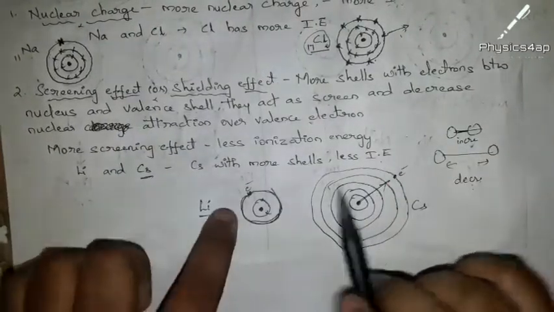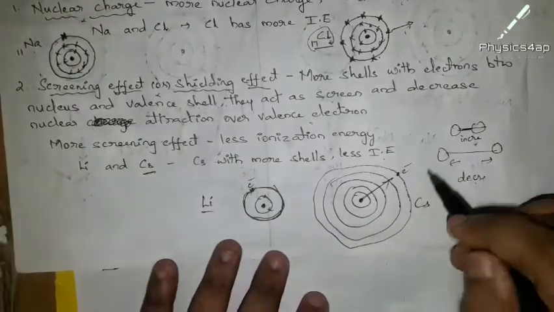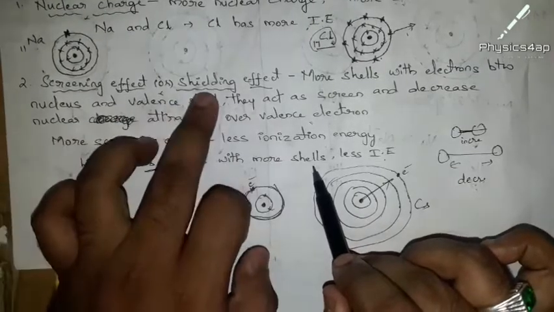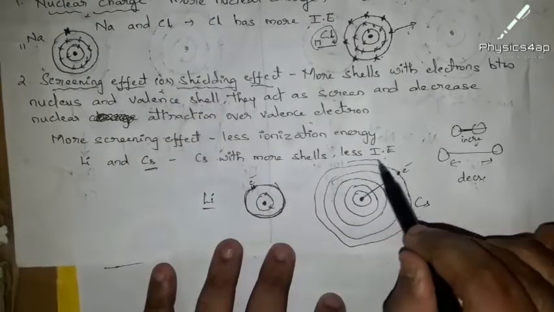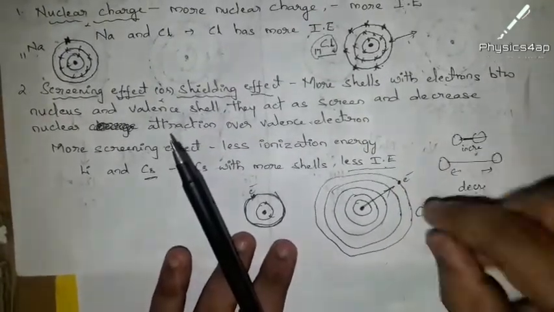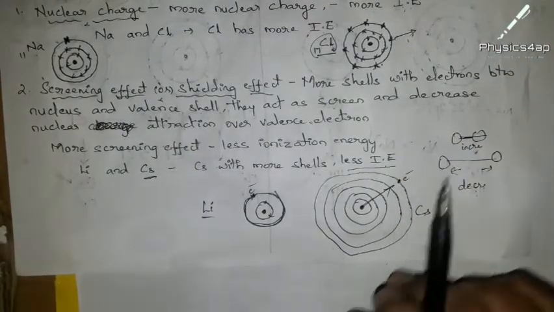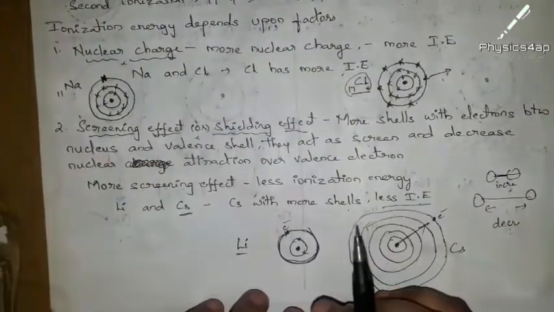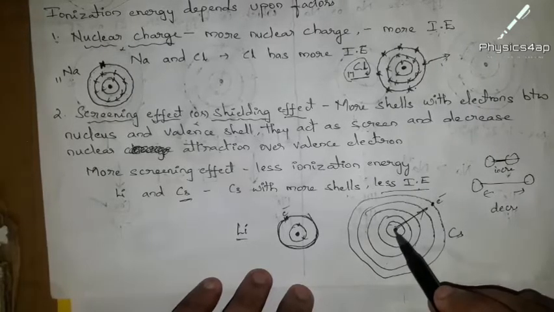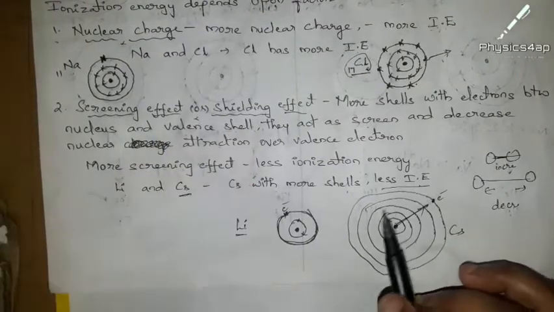More shells means more shielding effect, and then less ionization energy. So we can easily remove an electron, with no need for much energy. Just one click, and an electron will be removed easily. So this is what we call the shielding effect. As the number of shells increases, the attraction between the nucleus and the outermost electron decreases, and this electron can be removed easily. So the more the screening effect, the less the ionization energy.